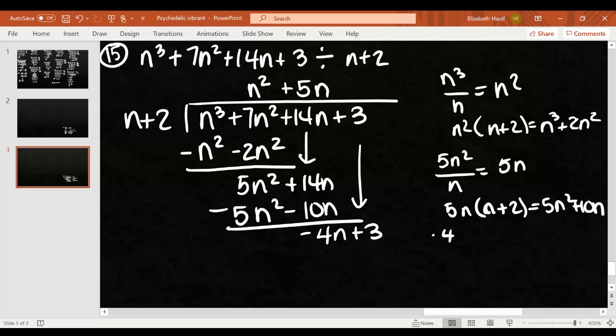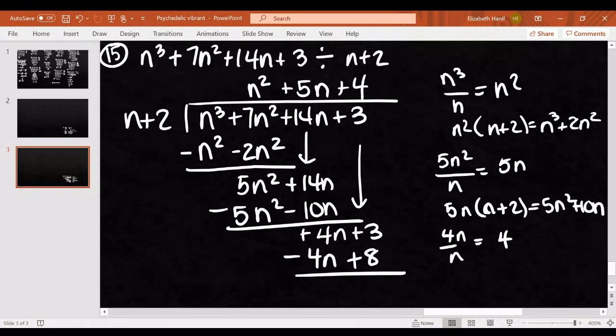And once again, do division. 4n over n is a positive 4, so that's going to go up here. And when I multiply, it gives you 4n plus 8. And when you subtract, it changes your signs, and it gives you a negative 5.